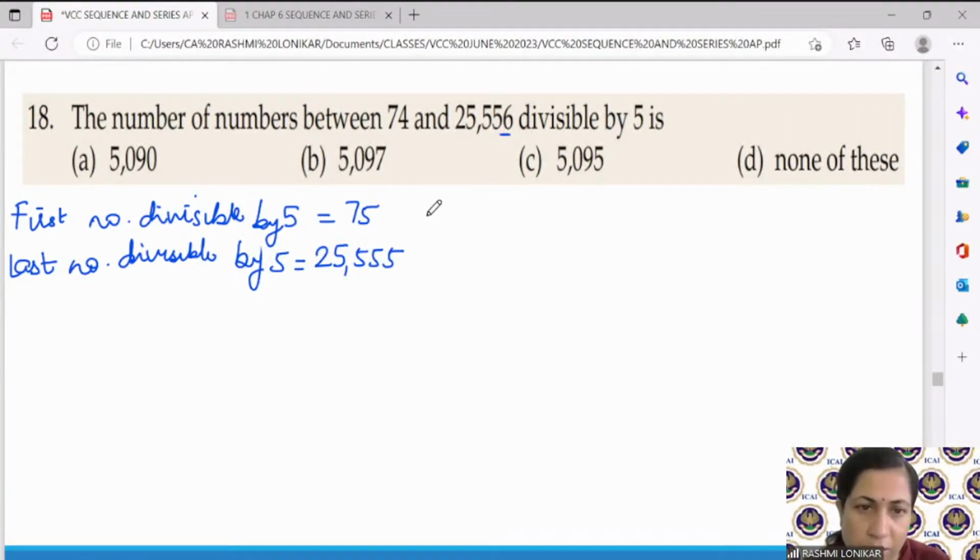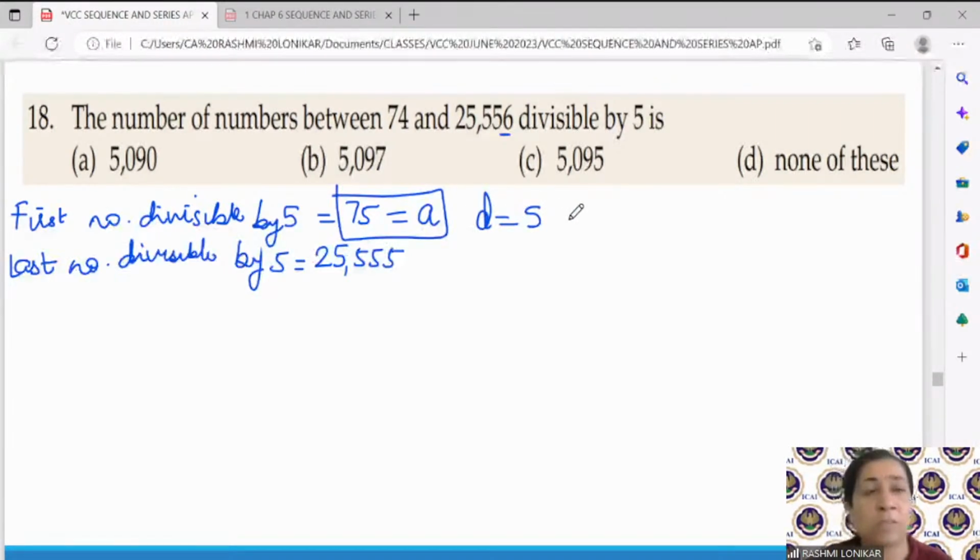First is A. This is the value of A. What is the value of D? D is 5 because the common difference is 5. Okay, this is the most important step, because sometimes you wonder how do I find D? Because it's already given to you. D is 5. The difference is 5 because the numbers are differing by 5, only then they are divisible by 5.